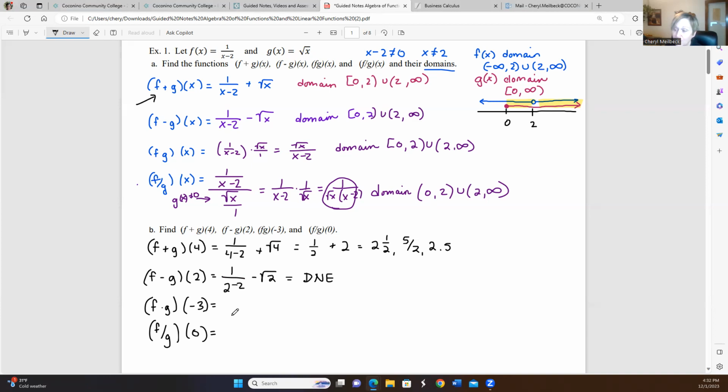We can have the same discovery as we look at f times g of -3. Our domain does not include any negative numbers. So this one does not exist. We'd find we had a problem when we tried to substitute the -3 into the square root. And here, f divided by g, we cannot have 0 in the division. So this one also does not exist. Let's go to our next page.